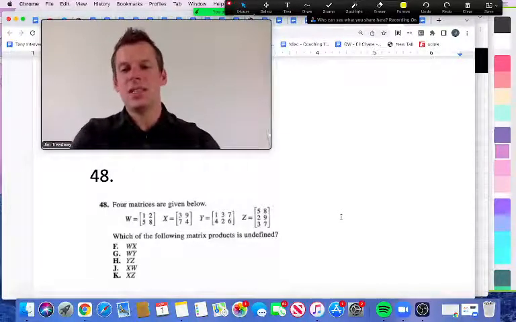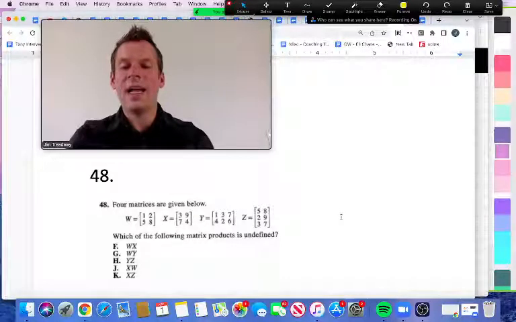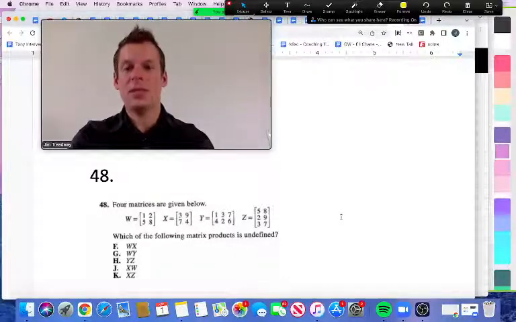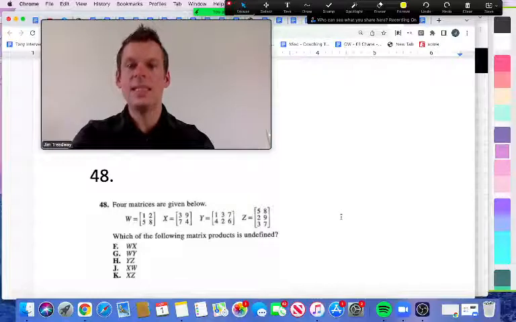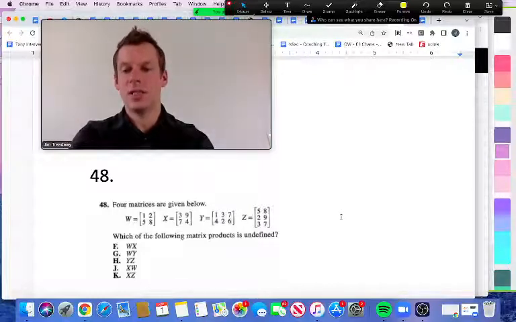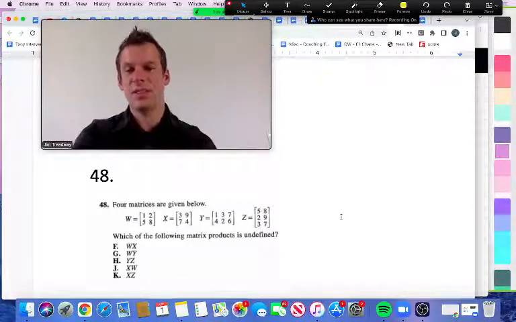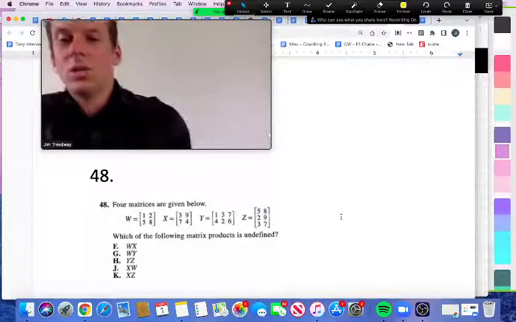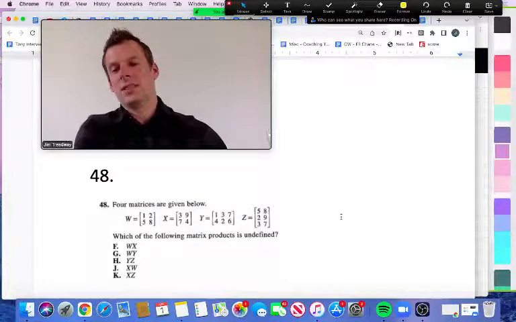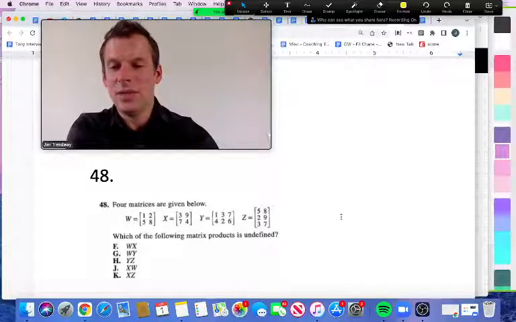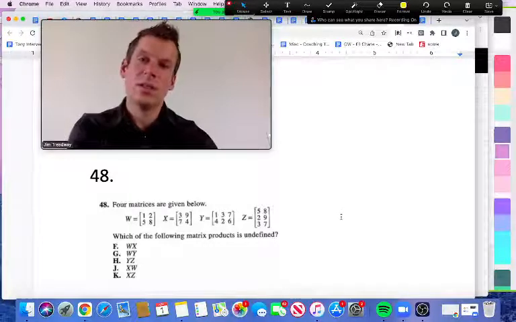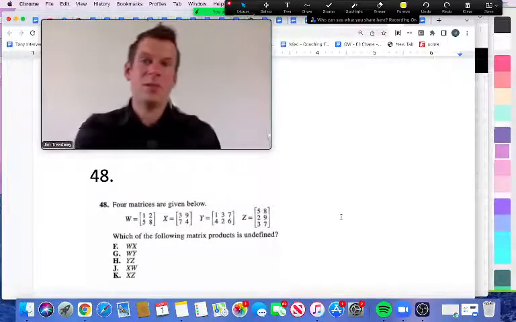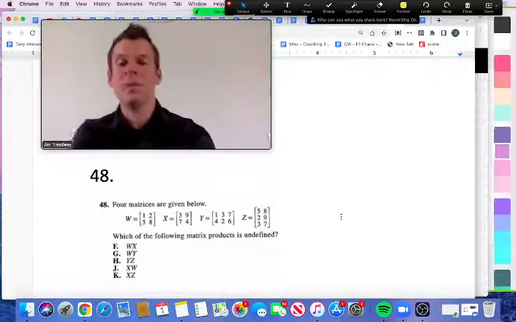Let's look at H. YZ. Y has 3 columns, and Z has 3 rows. So that works. You can multiply these two matrices. Let's look at J. XW. X has 2 columns, and W has 2 rows. So the number of columns in the first matrix has to equal the number of rows in the second matrix to be able to multiply two matrices.